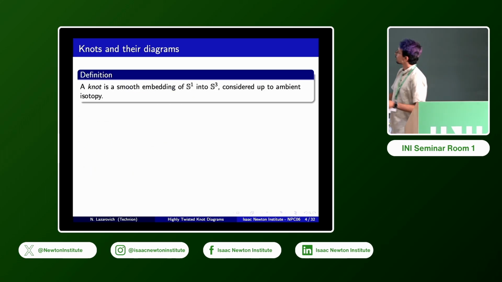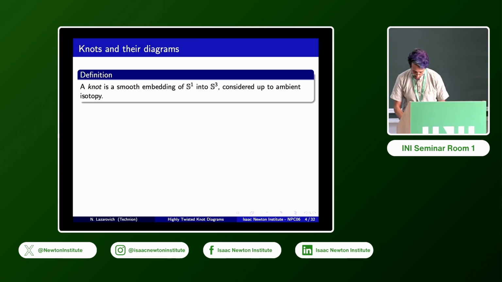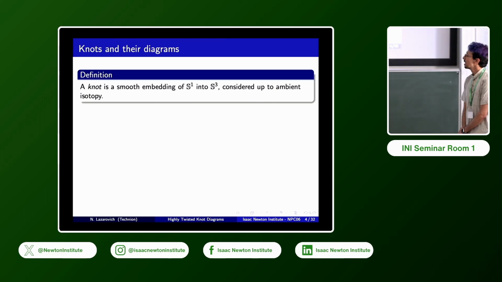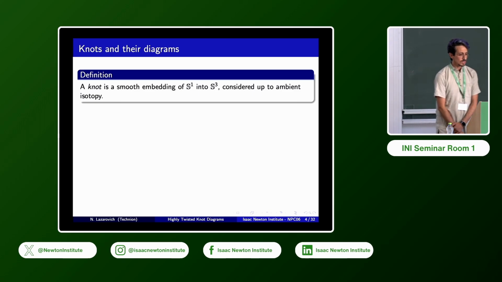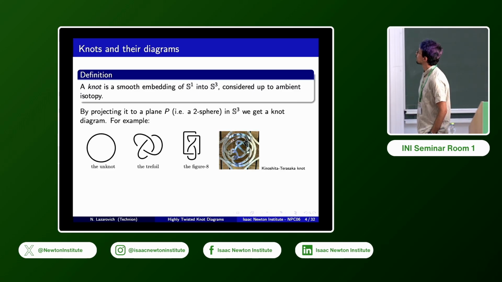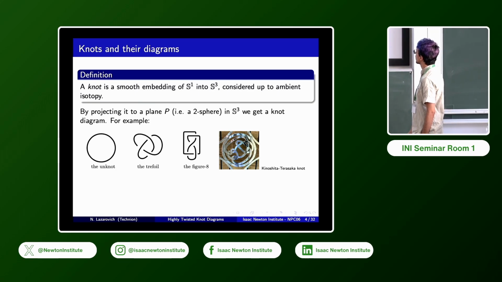Okay, so we all know what a knot is. It's a smooth embedding of S1 into S3 up to an ambient isotopy of S3. And we also know that when we want to represent a knot, what we usually do is take this knot and project it to some plane, and then we get a knot diagram.